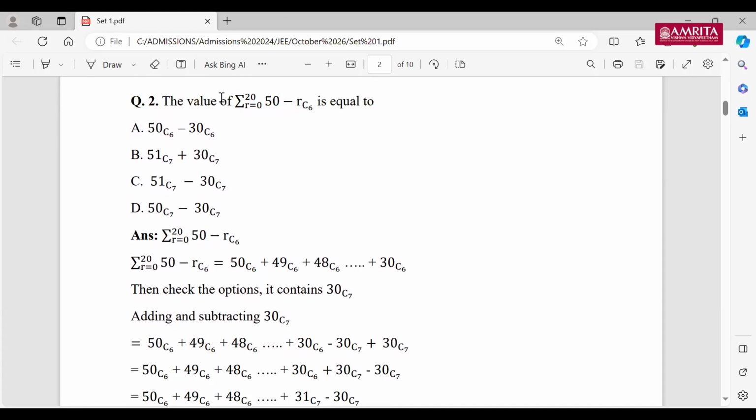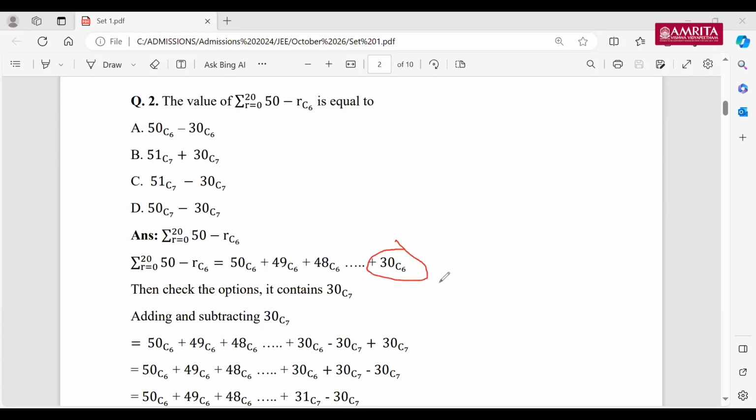Those who want to note down the question, please note it down as value of sigma r equal to 0 to 20, 50 minus r C6 is equal to. What I'm initially going to do is just expand it. I have the limit here, so it's given as 0 to 20. So I'm just going to write this: r equal to 0 to 20, 50 minus r C6. Up to 20, we have to subtract, so it's 50 minus 0 C6, something like that will come. This sum will expand, and it's 50 minus 20, so the last term will be 30C6.